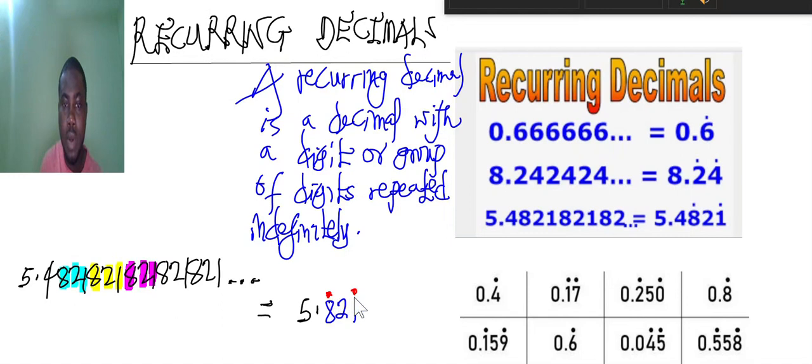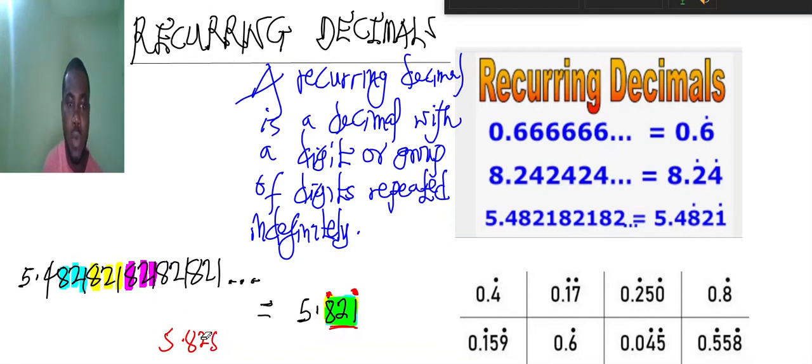The implication is that 821 keeps recurring, but notice that we show only the dot on 8 and on 1. Everything bounded in this region keeps recurring. So the dots are used to show the boundary of the recurrence, from 8 to 2 to 1. In this sense, we have a 3-digit recurrence here: 8, 2, and 1.